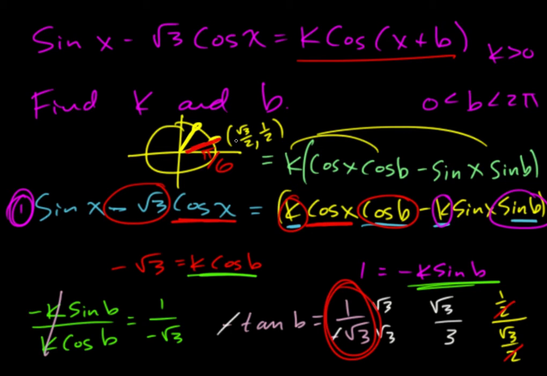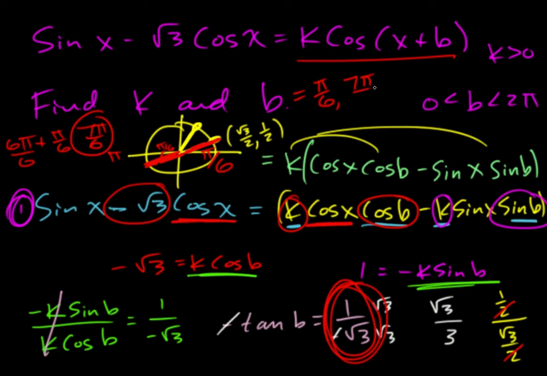Now, it's also going to happen down here, like this. So this is also pi sixth, which is pi plus pi sixth. That's like saying 6 pi over 6 plus pi over 6, so that's 7 pi sixths. So this value happens at pi sixth and 7 pi sixths. Those are our two possible values for b. Now, they may not work. We have to test them.